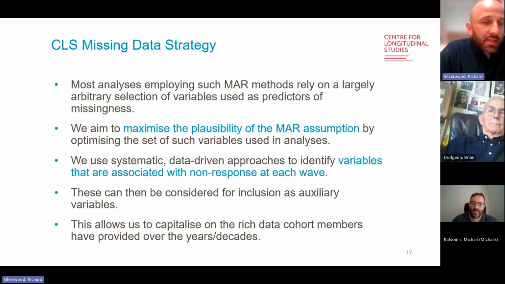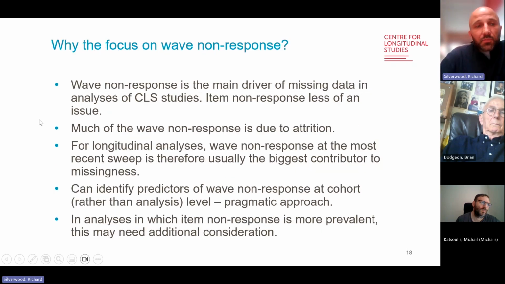So the idea behind this, and Michaelis will describe in some detail how we've been doing this in BCS 70, is to use systematic data-driven approaches to help us identify variables that are important predictors of non-response at each wave of data collection. And these variables are really the ones that are associated with the missingness that we get on an analysis-specific basis, as I'll describe a bit more on the next slide, I think. These variables can then be considered for inclusion as auxiliary variables in our missing data analyses.